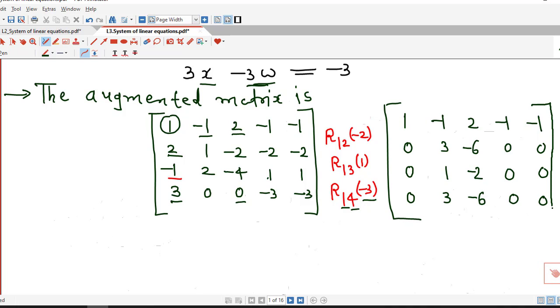So we obtain this matrix which is equivalent to the augmented matrix by applying these three elementary row operations. Now we come to the first non-zero entry of second row. So using this entry which is 3, we have to make these two entries 0.